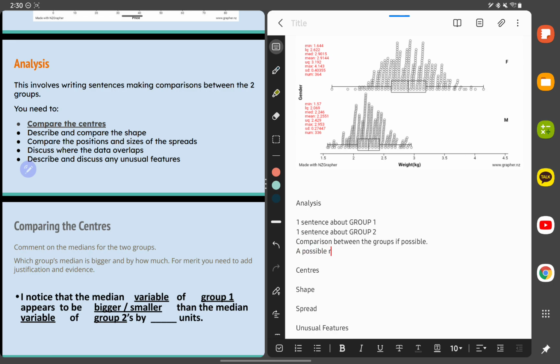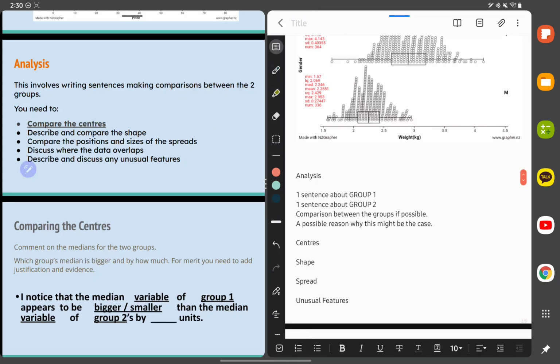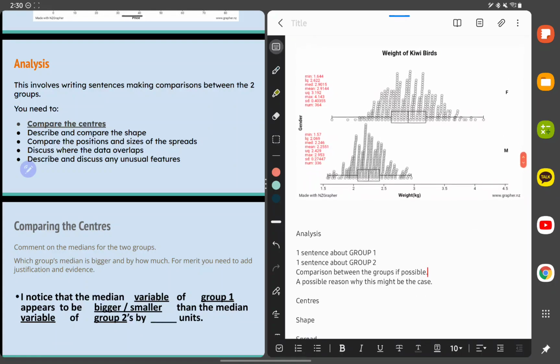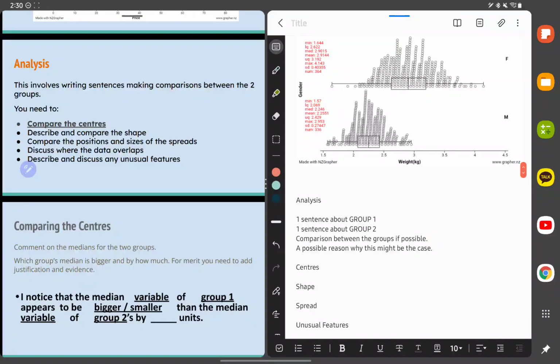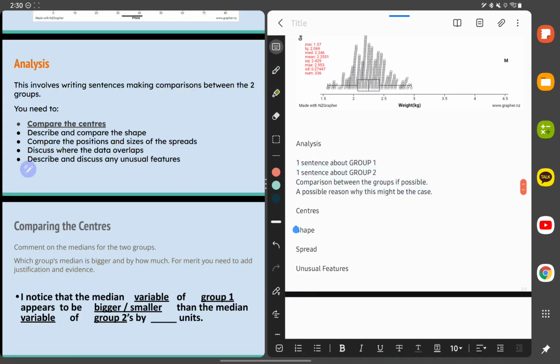And also a possible reason why this might be the case, right? So if it's very different, maybe why is it so different? If it's not very different, maybe why it's not very different. So have a think about not just comparing numbers themselves, but also going back to the thing that we are comparing. So in this case, we're talking about kiwi birds. So going back to kiwi birds, I wonder why this is the case. So with this sort of template just sitting there, let's start centers.